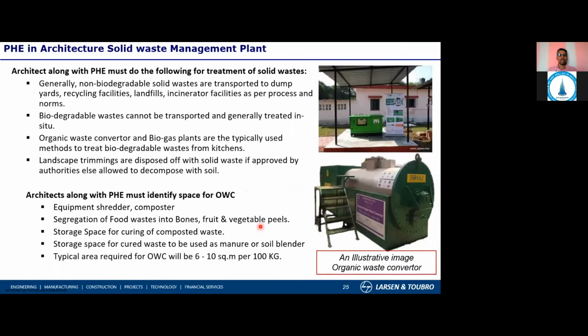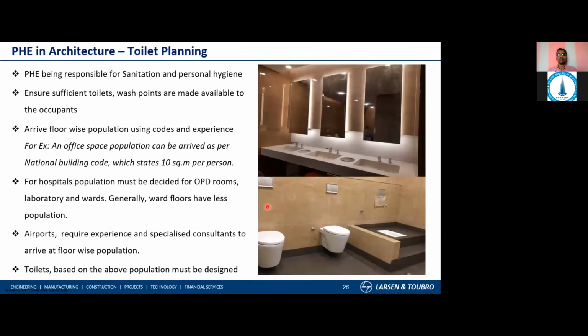This is one of the modern technologies used in many projects, called OWC, which is the organic waste converter. All the solid waste, the degradable waste, can be treated in this, and the treated output can be used for many purposes, like for your landscape, as manure and soil blenders.